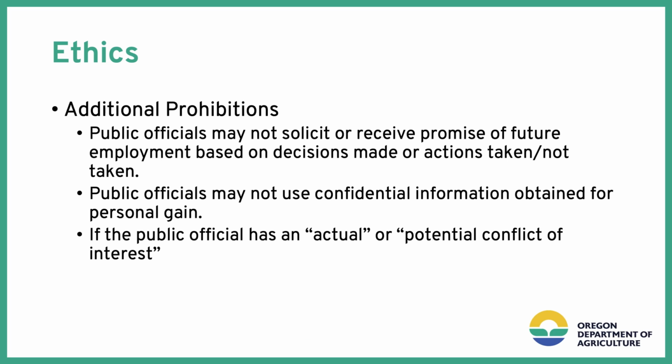Some additional prohibitions. The middle one there is about confidential information. In many districts, you might look at farm plans or other kind of information from your competitors. And you can't take that information from your competitors that you learn and use it against them. That would be a violation of ethics law. And then the other part I want to talk about, and we're going to take a little bit of time about this, is conflict of interest and whether it's actual or potential conflict of interest.